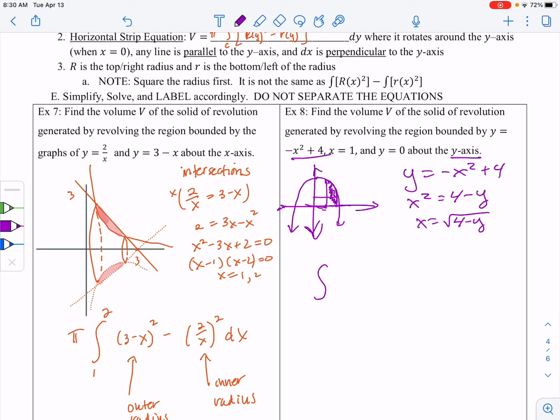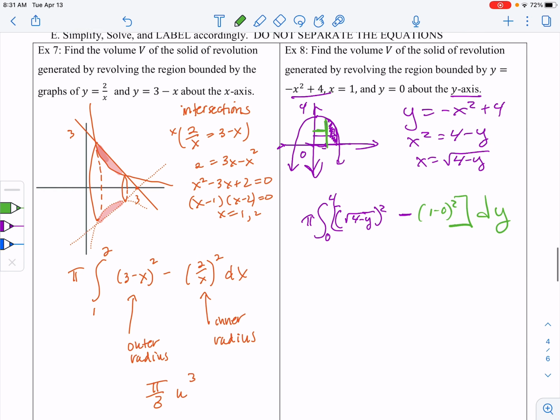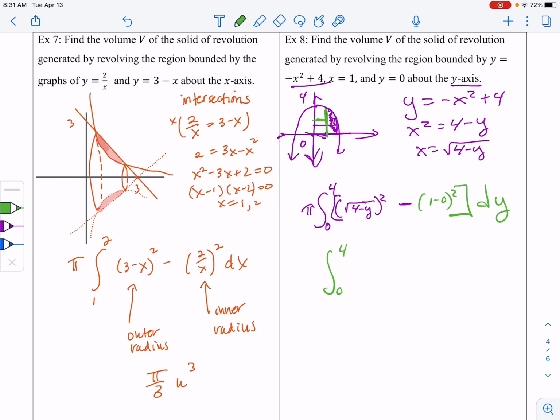So I'm going to integrate from, this is 0, and that's 4. From 0 to 4. You multiply by pi. My big R squared is the square root of 4 minus y, squared. And I'm going to subtract the little one. Okay, the short one is here, which is 1 minus 0 squared dy. So what do you get? You get from 0 to 4, this is 4 minus y minus 1. Integrate from 0 to 4 of 3 minus y.